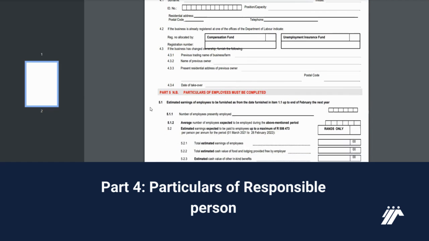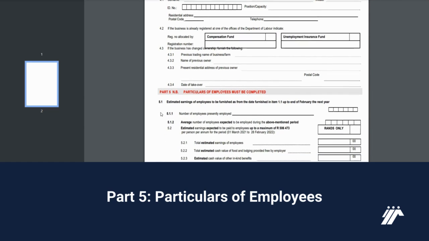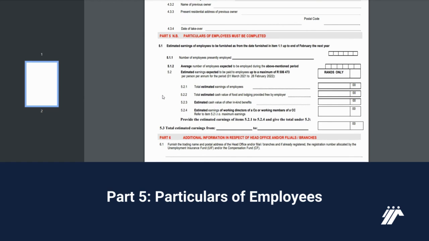Okay, great. And then number 5, it does say NB, so I'm assuming this is an important section, particulars of the employees that must be completed. So basically, this is where the employer puts the details of the employee. How many employees do they have? And how much are they giving the employees?